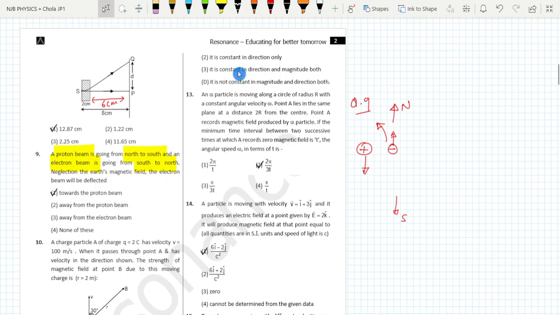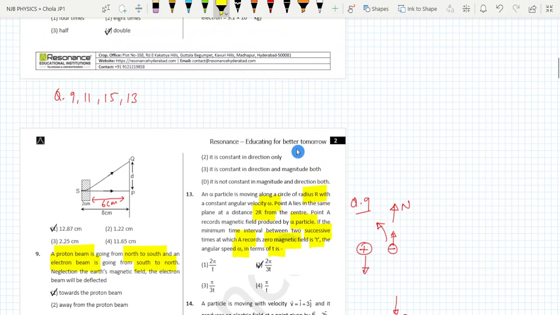So problem number 13, let's see what it is. An alpha particle is moving along a circle of radius r with a constant angular velocity omega. Point A lies in the same plane at a distance 2r from the center. Point A records the magnetic field produced by the alpha particle. If the minimum time interval between two successive times at which A records zero magnetic field is t, the angular speed omega in terms of t is.